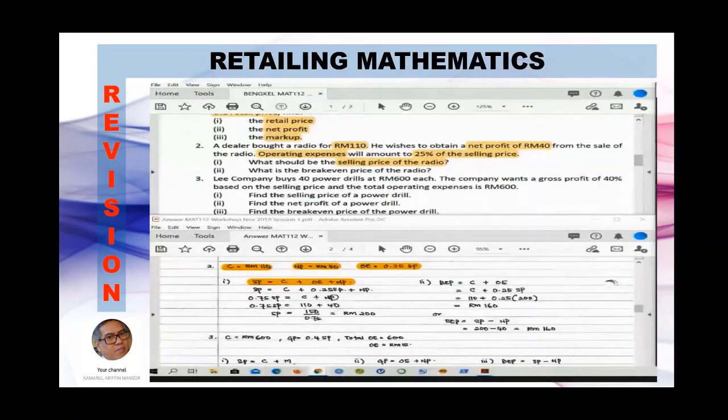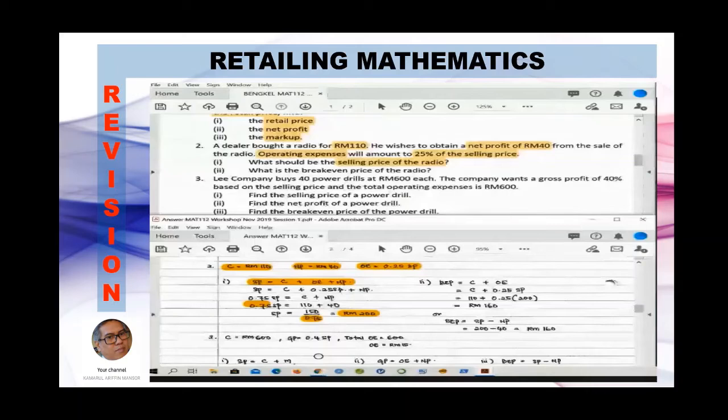So untuk selesaikan SP, kita perlu pindahkan 0.75 ni ke sebelah kanan. So yang ni darab, so pindah ke sebelah kanan dia akan jadi bahagi. So kita akan dapat selling price sama juga dengan 150 bahagikan dengan 0.75, maka kita dapat dia punya selling price adalah bersamaan dengan RM200. Okay, so that is for the first one.